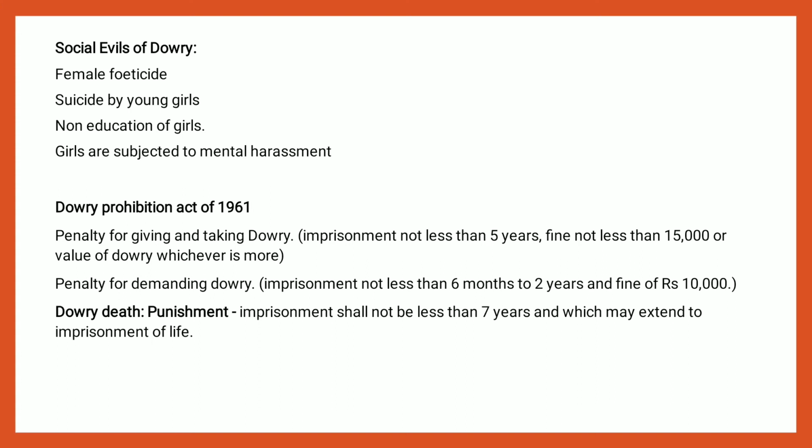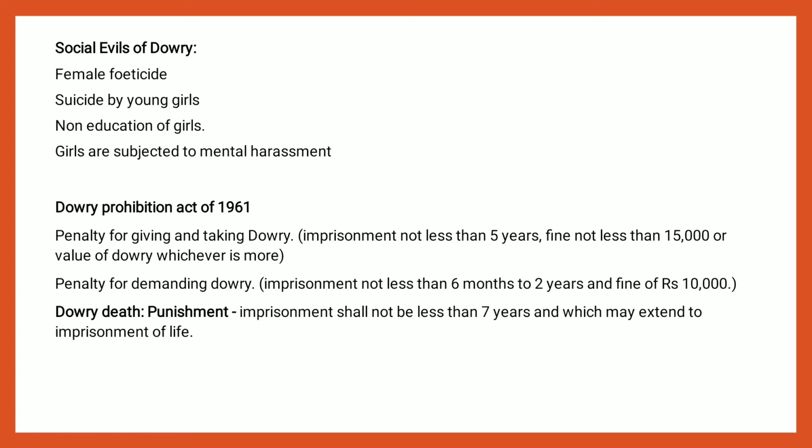Now, penalty for demanding dowry. Any person who directly or indirectly demands dowry from the parents, relatives, or guardians of the bride or bridegroom shall be punished with imprisonment of not less than 6 months, which may extend to 2 years, and fine which may extend to 10,000. Now, dowry death. What is dowry death? Death of a woman caused by burns or bodily injuries otherwise than under normal circumstances is called dowry death.